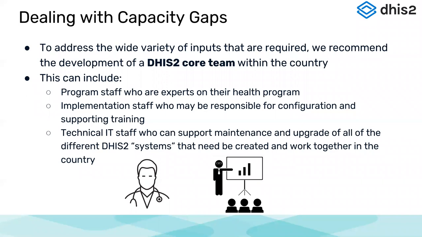So you need to have this core team well in place and established before you start the DHIS2 implementation. This core team does not have to be a formally organized one, but what we mean is that you need to have this capacity. This core team can include the program staff who are experts on the particular health program, or if you are talking about HMIS, on a broad set of programs, like someone from hospital systems, one from preventive healthcare systems, one from community health system, likewise.